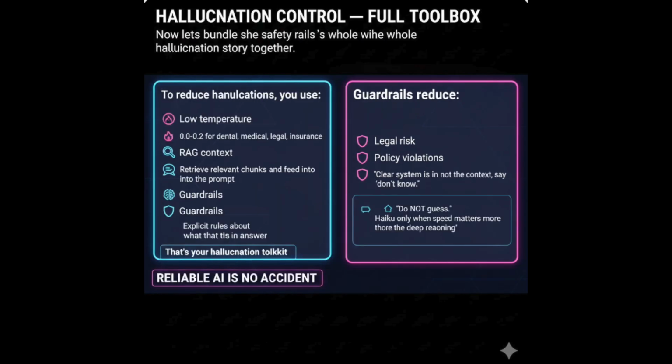Now, hallucination control, full toolbox. Let's bundle the whole hallucination story together. To reduce hallucinations, you use low temperature, 0.2 for dental, medical, legal, insurance. RAG context: retrieve relevant chunks and feed them into the prompt. Clear system and user instructions: do not guess. If the answer is not in the context, say "I don't know." Guardrails: explicit rules about what not to answer. Right model: Sonnet for accuracy, Haiku only when speed matters more than deep reasoning. That's your hallucination toolkit.